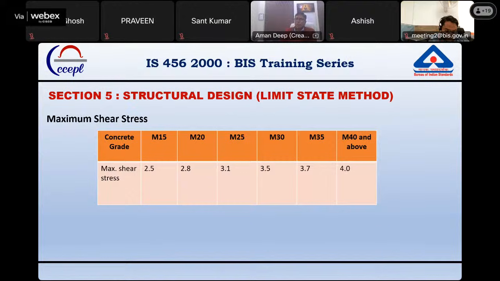And the code says that if the value of shear stress goes more than 3.5, say for the same M30, then we have to increase the cross section, because the code does not allow the shear stress to be more than 3.5 Newton per mm square at any section for M30 grade. So this is the limiting value of shear strength, because even if you are providing shear reinforcement, the overall shear stress at any section should not increase more than the values given in this table.